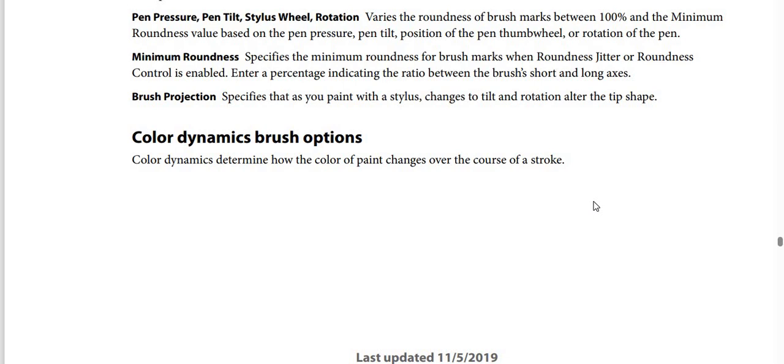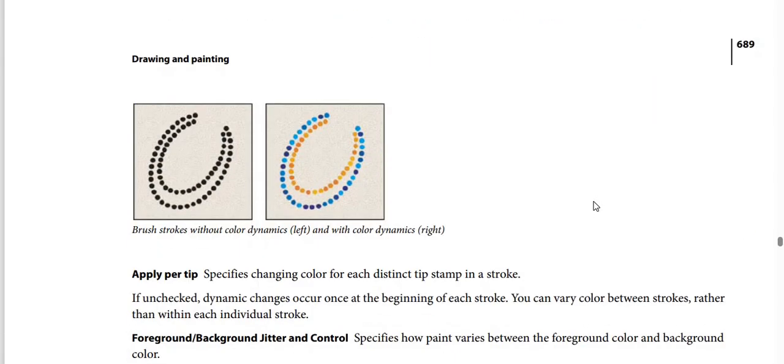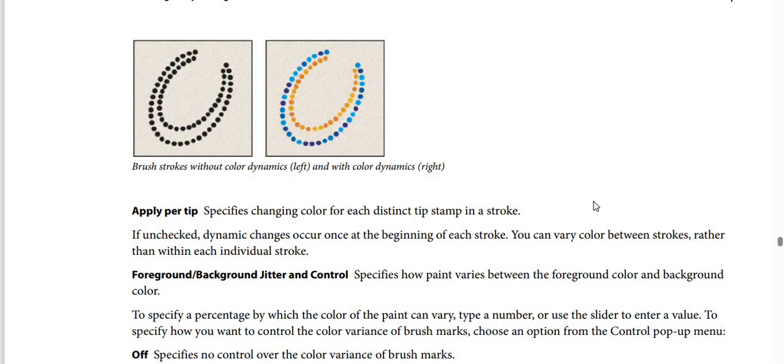And what about color dynamics brush options? Color dynamics determine how the color of paint changes over the course of a stroke. Like in the next pictures now. On the left side we have a brush stroke without color dynamics, and on the right side with color dynamics, with and without.